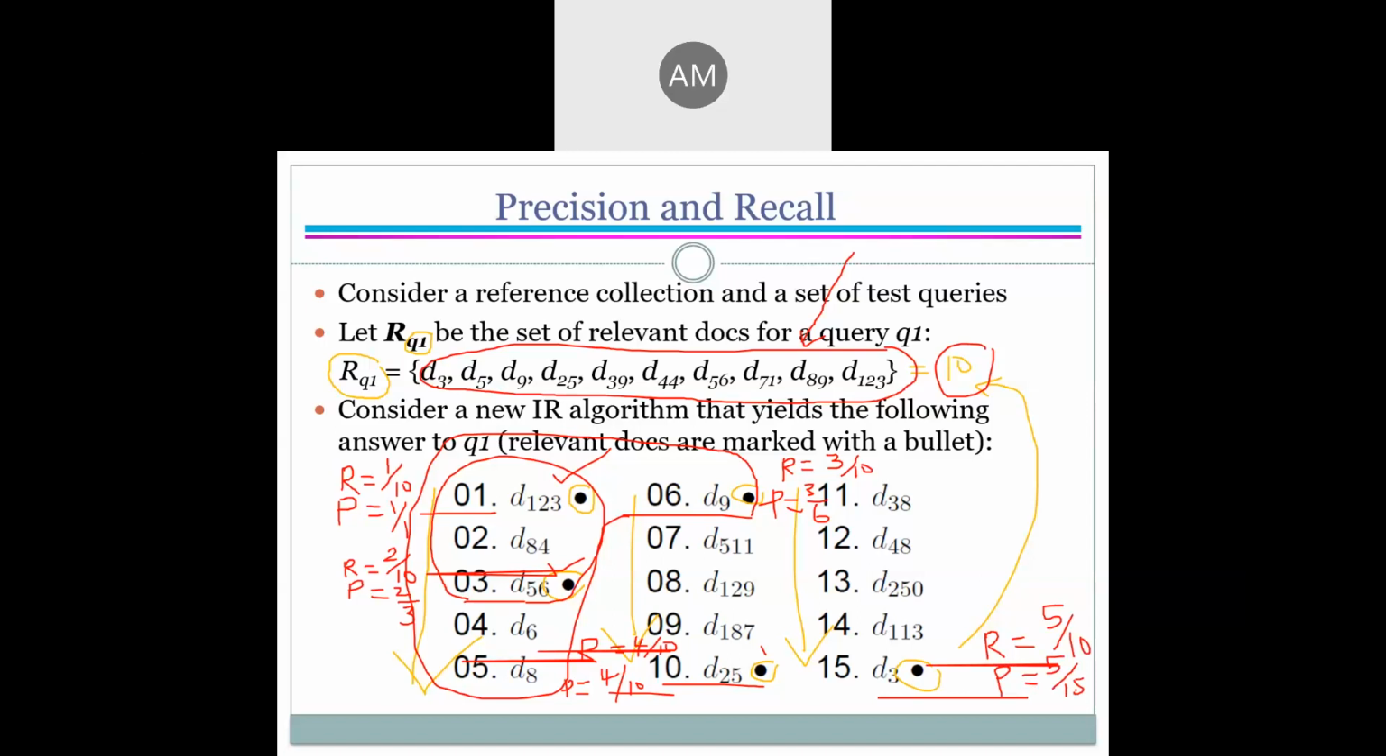Okay. So we have all the values here. Now what we want to do is plot a precision and recall curve, so that by having this, we can accumulate the area under the curve that shows the performance of the IR algorithm based on query 1.